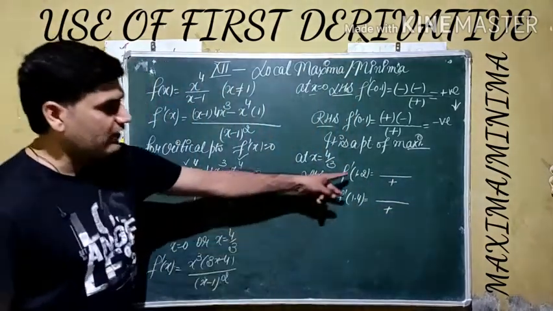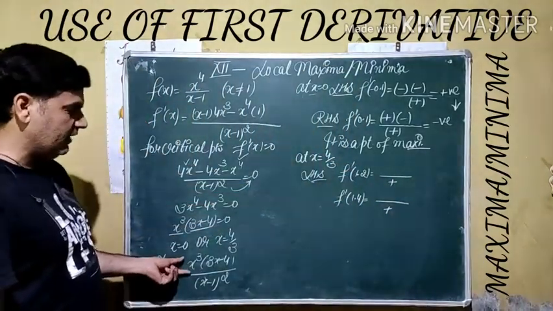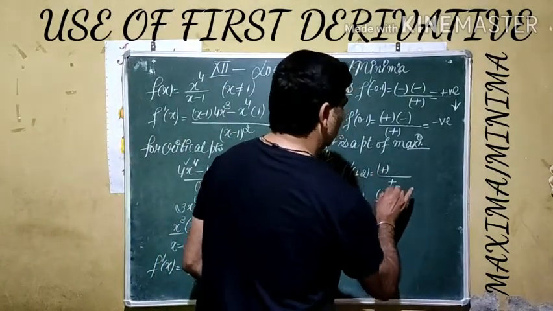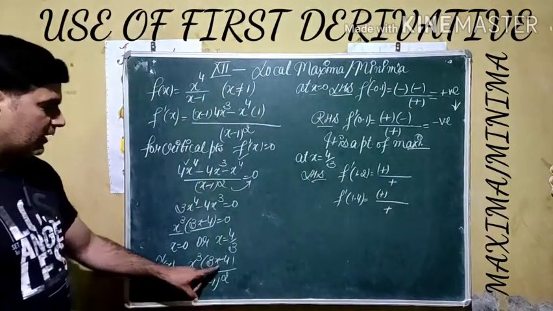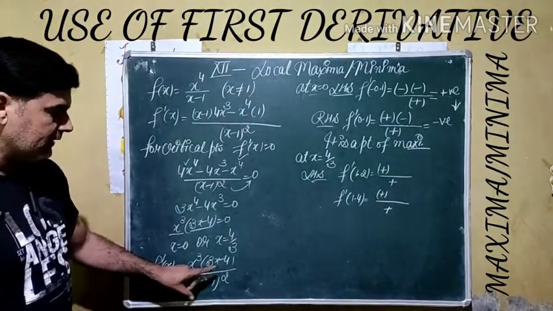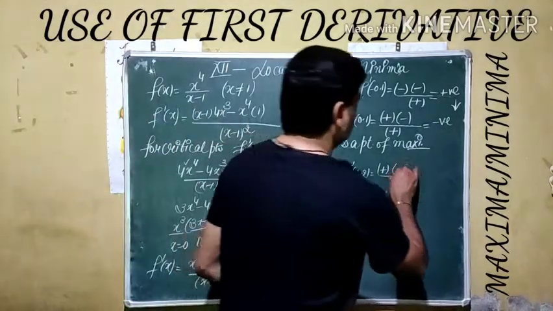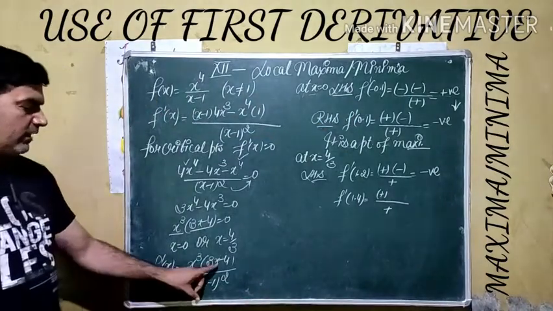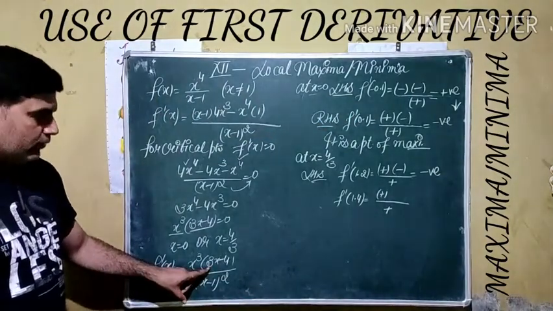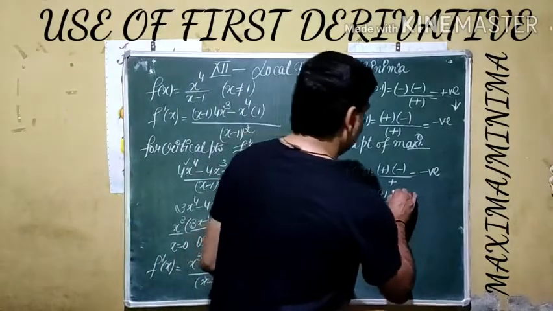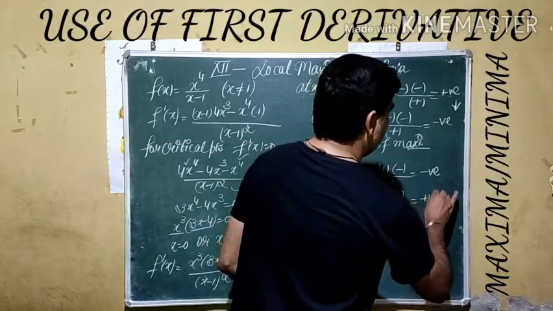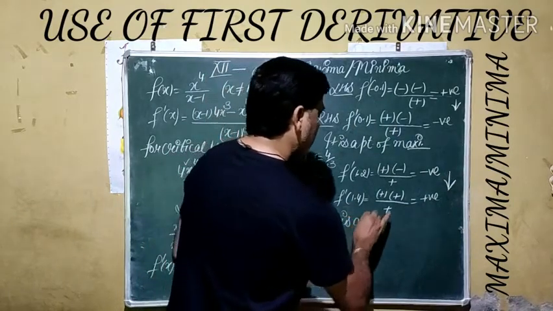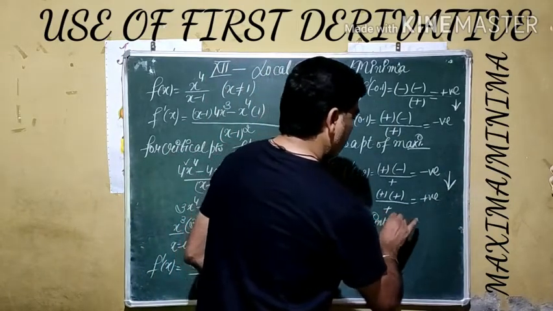If we see both the values, we are going to replace positive values. Cube of a positive value is always positive. So we have to check only the second bracket now. If we replace 1.2 here, 1.2 multiplied by 3 is 3.6 minus 4, it gives us a negative value. So the overall sign becomes negative. If we use 1.4 here, 1.4 multiplied by 3 is 4.2 minus 4, 0.2, which means a positive value. Again we are getting a change of sign from negative to positive, so it is a point of minima.